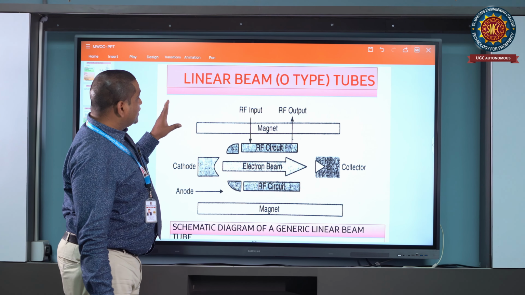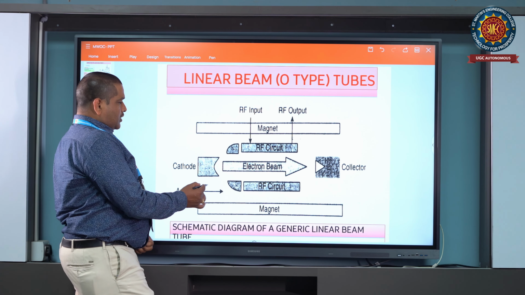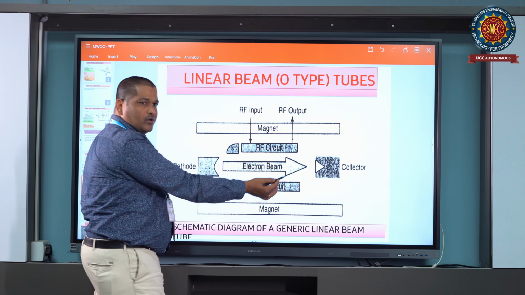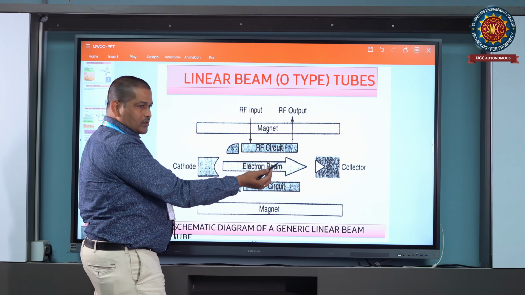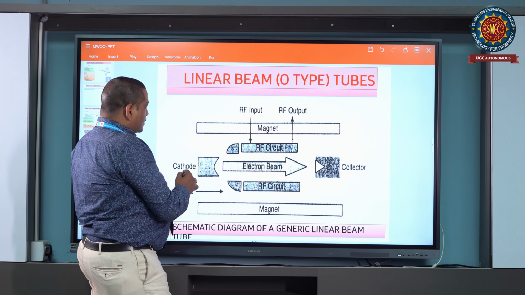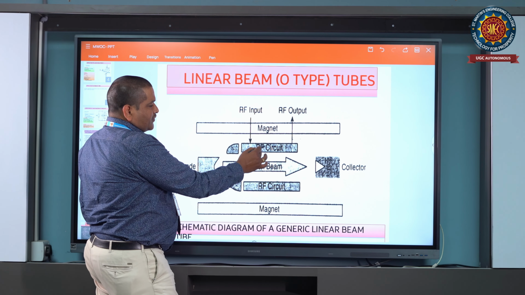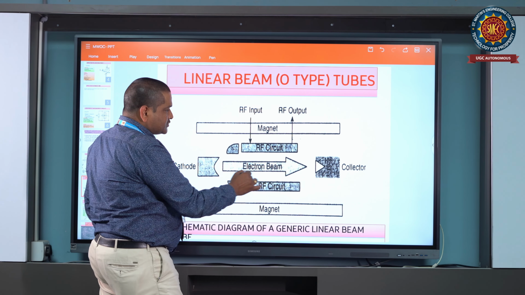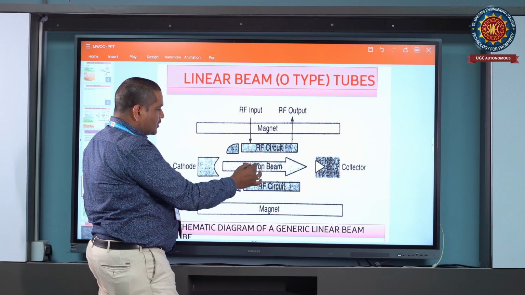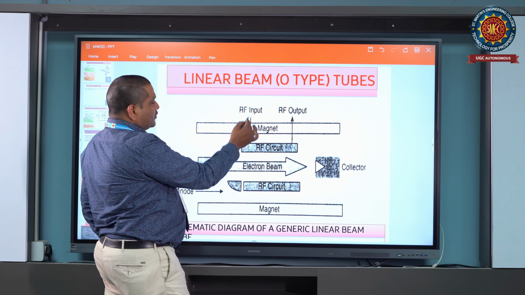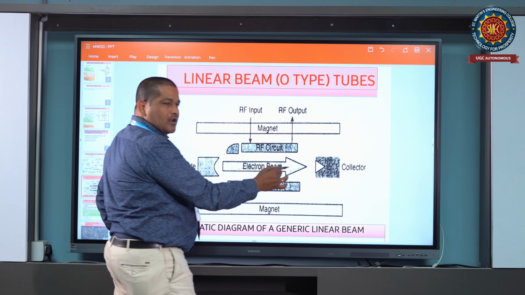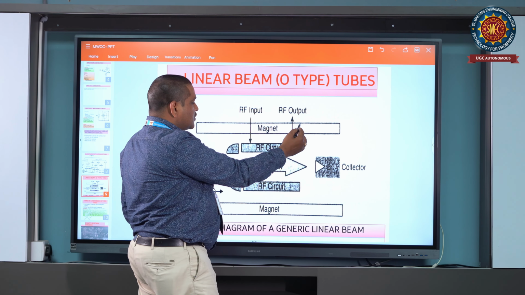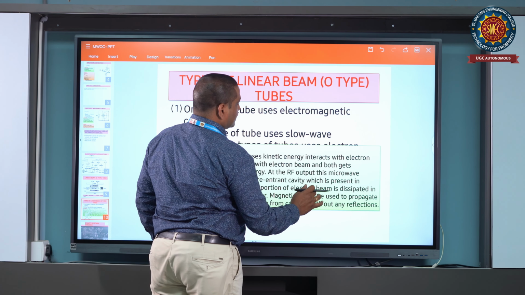which are called linear beam tubes. For linear beam tubes, you can see the circuit classification here. It will have the cathode and a collector. It can be an anode or a negative repel collector. The cathode will be placed here, and it's an RF circuit. The electron beam will be transmitting in this space, which is called the interaction space, where RF input is given from one side, and RF output will be collected through coaxial cables or connectors. By using the connectors, we can collect the RF output.